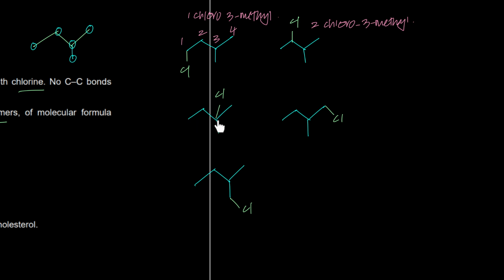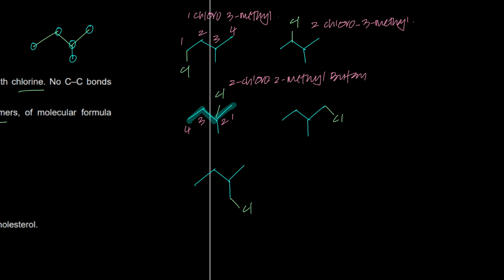It's 1, 2, 3, 4. Again, it's 1, 2, 3, 4. And if you want to name it, you start numbering from the side where the functional group is the closest. If I were to name it, it's what? 2 chloro and 2 methyl. 2 chloro, 2 methyl, butane, right here.